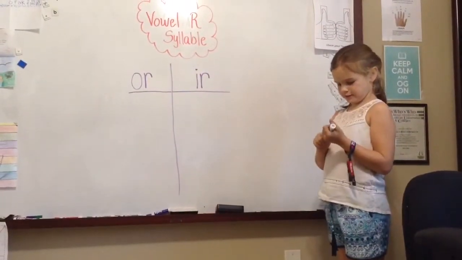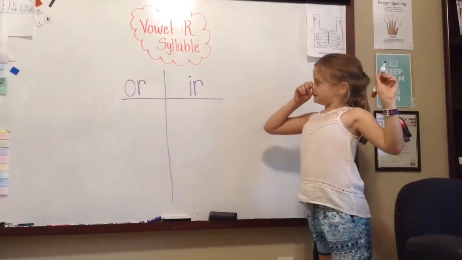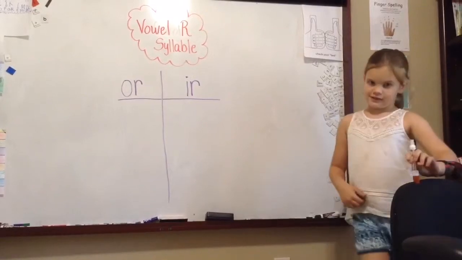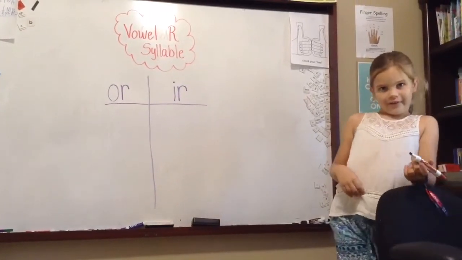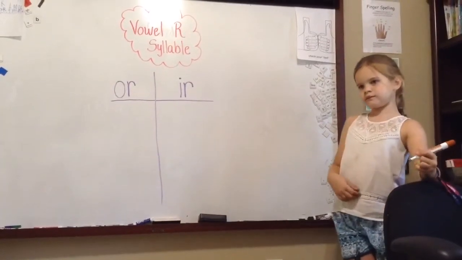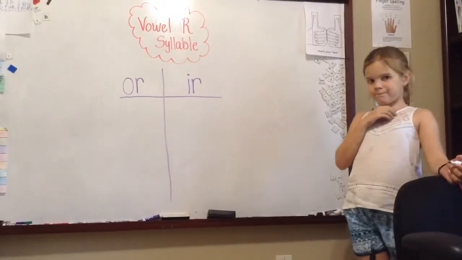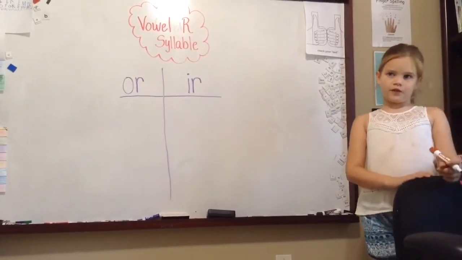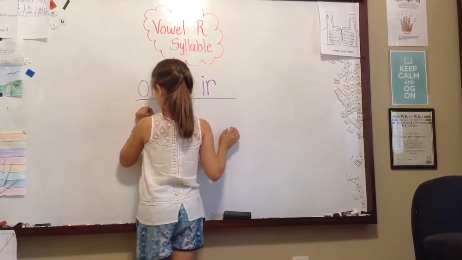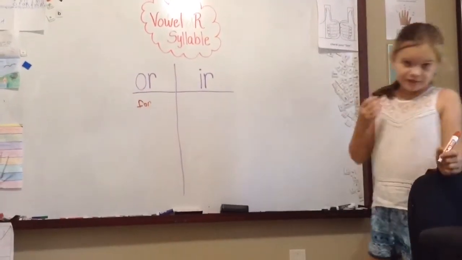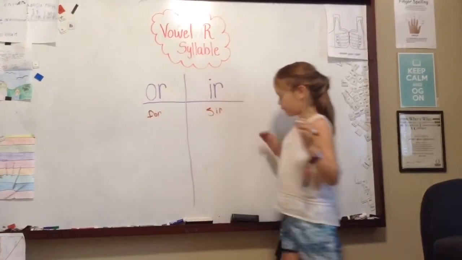Right. So today in our Orton Gillingham or OG tutorial, we are working on vowel R. And today we're going to discriminate between OR and IR. What does OR say, Sunshine? Or. What does IR say? Er. Good. So I'm going to give you some words to spell, and we are going to have you put it in the right column, okay? So your first one is going to be pretty easy. It's going to be the word for, like I am rooting for Georgia. Perfect, okay? Your next one's pretty easy too. Sir. Sir is a polite name for a man. Good.